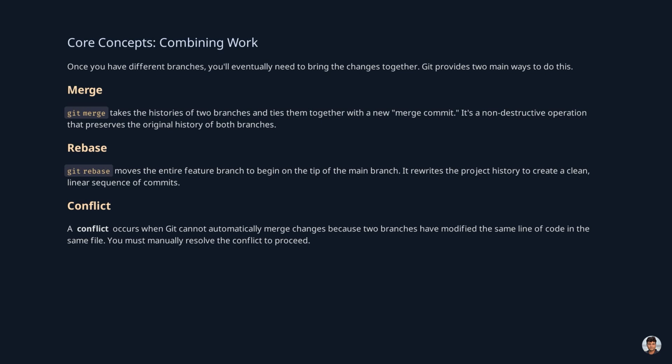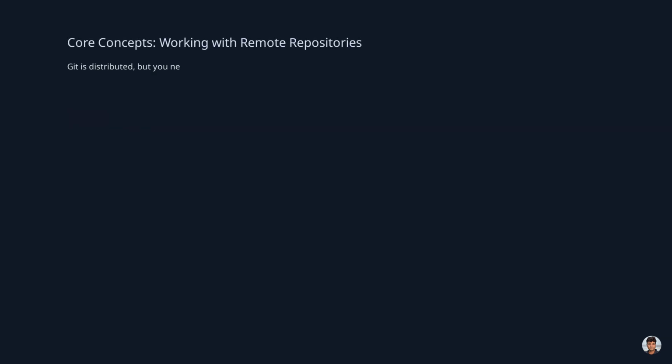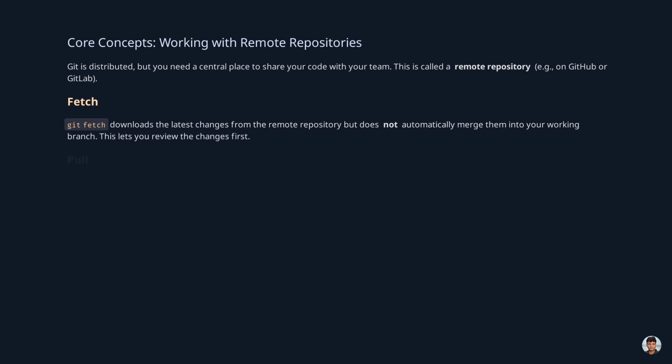Sometimes, when you try to merge or rebase, you might get a conflict. A conflict happens when changes were made to the exact same line of code on both branches. Git does not know which version to keep, so it stops and asks you to fix it manually. Next, we will learn how to share our work with others using remote repositories.